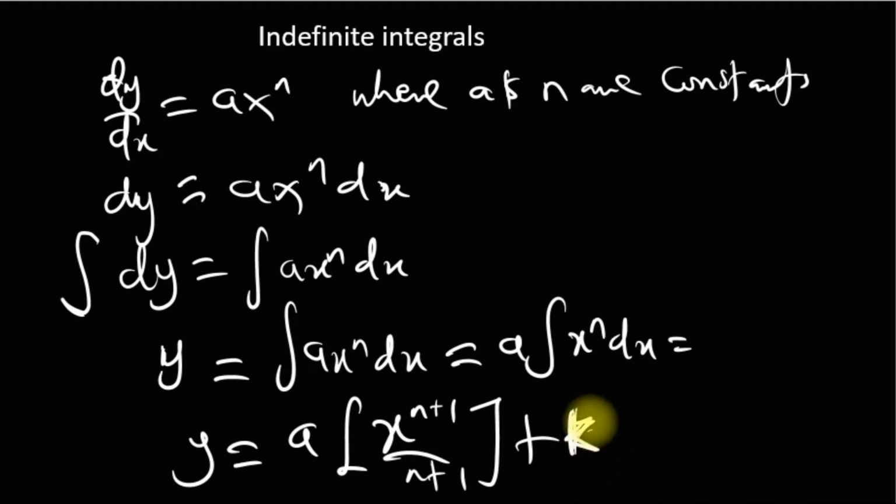So you'll be wondering, why did you add a constant? Remember that if you differentiate a constant, it gives us 0. So we can't get the original constant without being given a condition. So we can't just get the constant. So we assume let it be k. So this is just what we call integration or anti-differentiation.